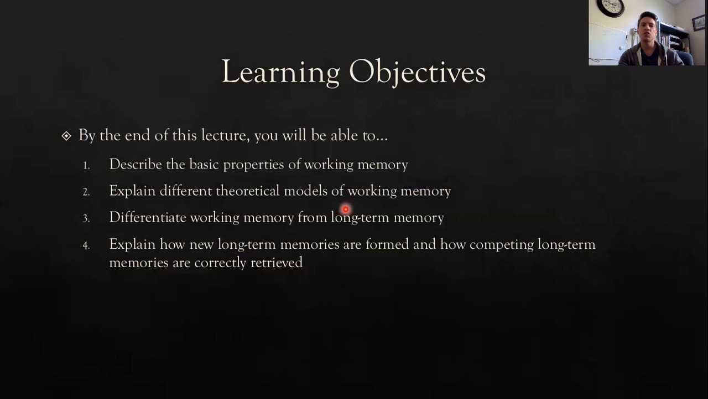So the learning objectives for this set of lectures is that by the end of this lecture, it's my hope you'll be able to, one, describe the basic properties of working memory, two, explain different theoretical models of working memory, three, differentiate working memory from long-term memory, and four, explain how new long-term memories are formed and how competing long-term memories are correctly retrieved. So we should be able to get through objectives 1 and 2 in this lecture, and then in the next part, we'll talk about long-term memory. So we'll get to parts 3 and 4.